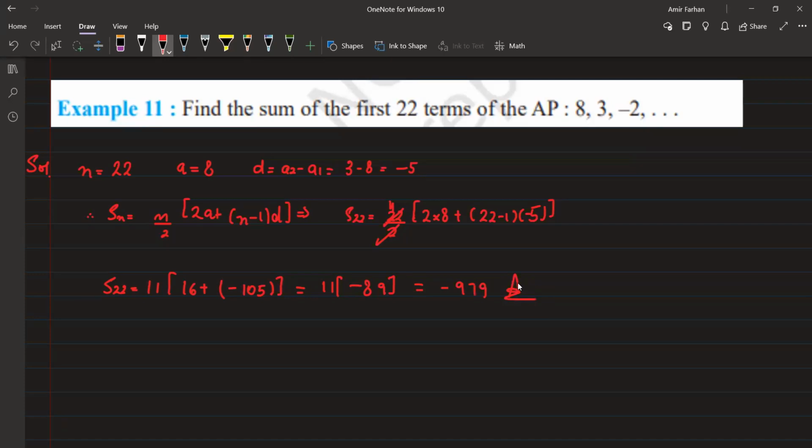Clear, Zainab? Sir, why can't we multiply 11 and 16 and then subtract 105? Dear, if you need to do that, you have to multiply 11 with 16 and 11 with 105 as well. This is a whole bracket, not just 16. The 11 is completely multiplied with the bracket. That's how it works. Clear? Yes, sir. Okay.